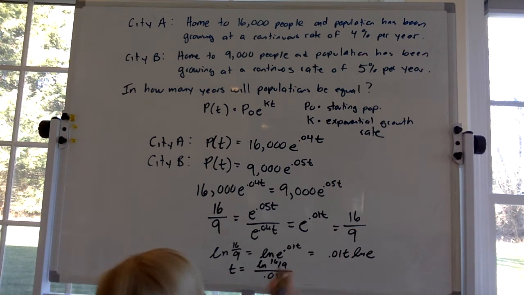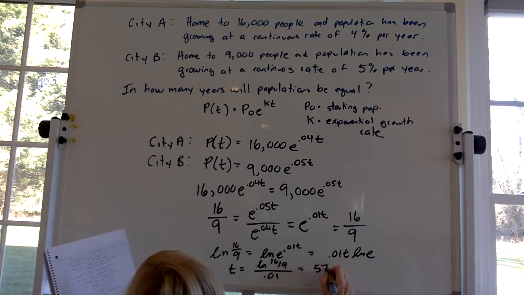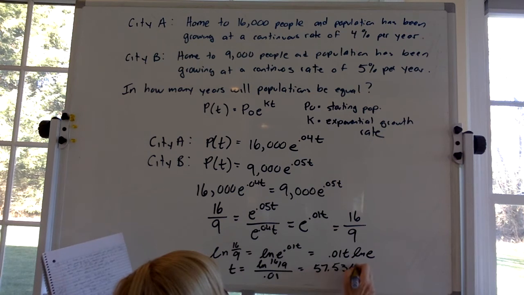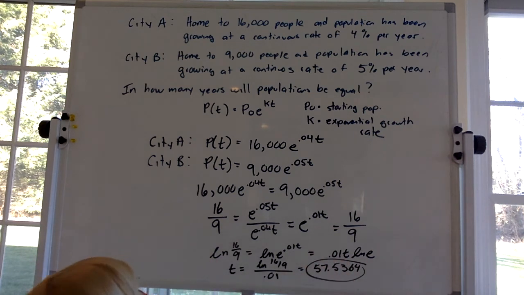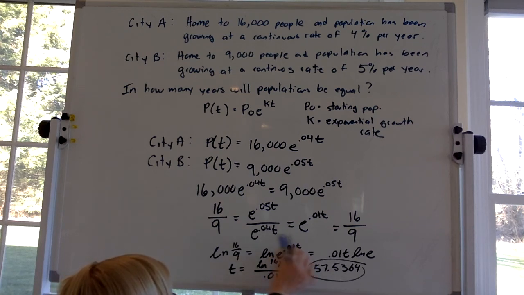Then you have to whip your old calculator out, and I got 57.5364. So there's a lot going on in this problem. You have to remember all your rules about your e's and natural logs and being able to move stuff in front. When you have ln of e, you can move that to the front.